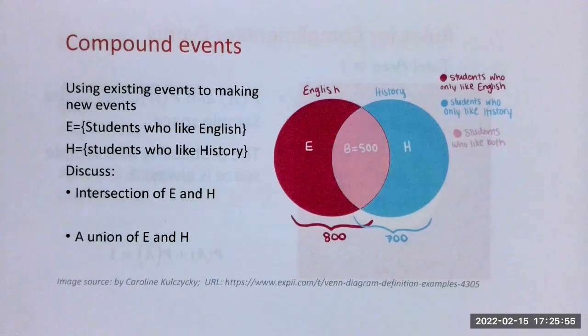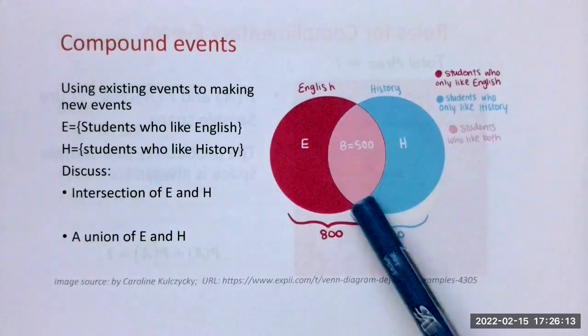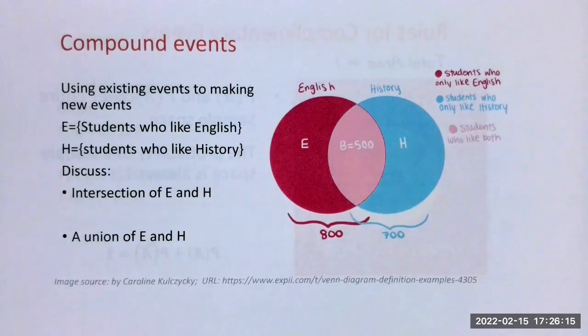What is the intersection of E and H? Well, the intersection of E and H is the number of students who like both English and history, which is represented by the pink area in the Venn diagram.